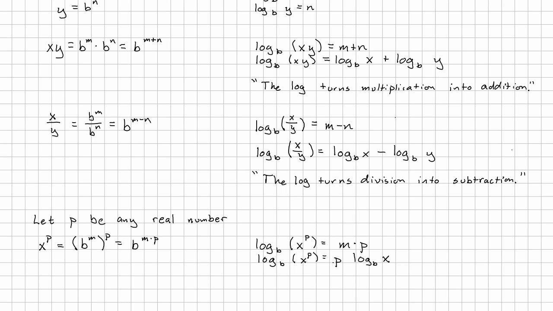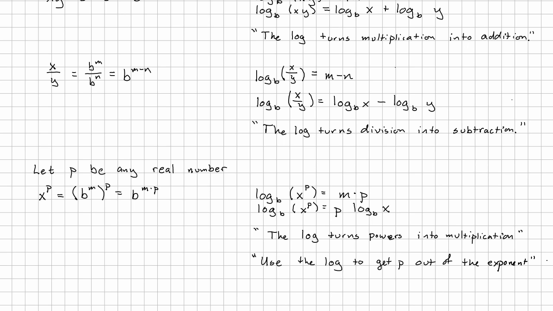Notice I wrote the p in front of the log just because that makes it easier to read. In words we say the log turns powers into multiplication, or we can say we can use the log to get p out of the exponent. If we're taking a log of a power, we can instead multiply by the exponent and then take the log.